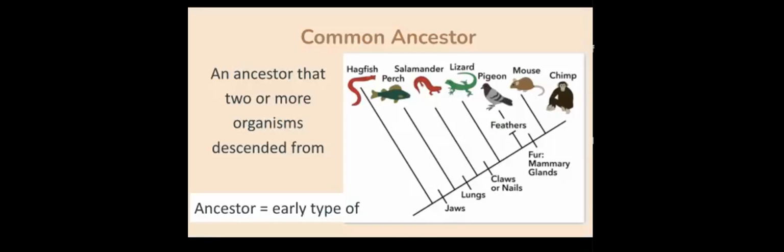We know that a common ancestor is going to be an early type of an organism that two or more other organisms came from. So it's like a branching point, and we'll actually talk about one of these later. Okay. Now, last time we met, we focused on one type of evidence of evolution, and that was fossil records.